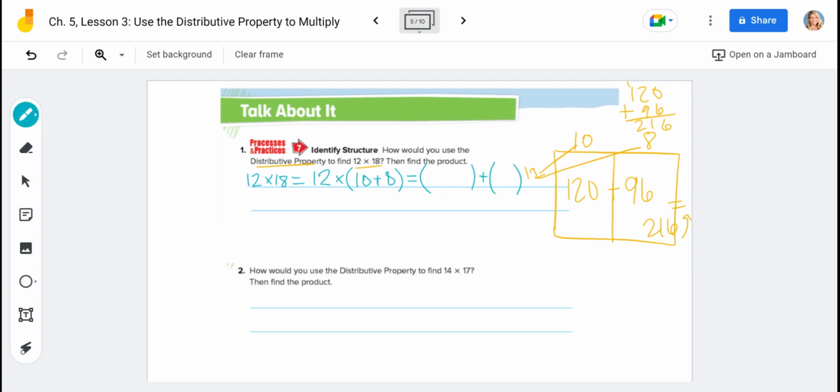So let's take what we did and plug it into our distributive property. I said 12 times 18.